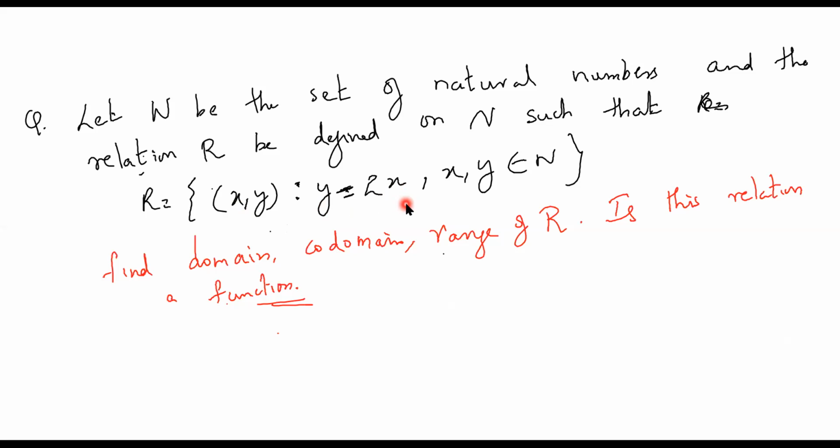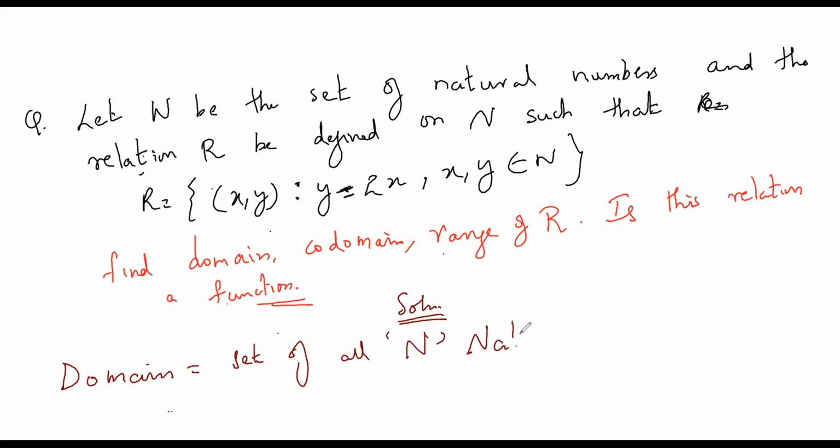Solution: the domain is nothing but the set of all natural numbers, N. The codomain is also N. And the range is nothing but the set of even natural numbers.